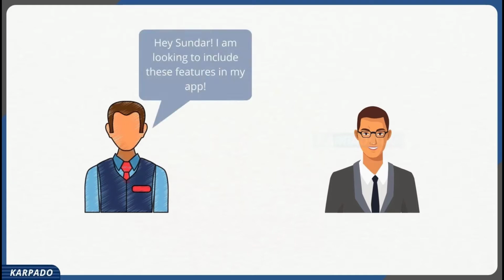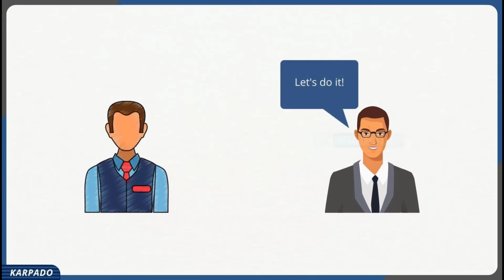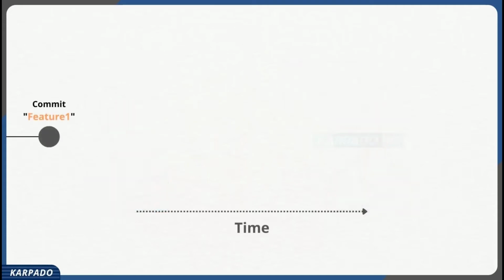And now Bob has decided to add a few more features into his application, and Sundar has agreed to work on those features. Now assume that Sundar has started working on feature 1 and committed all those changes and has shown it to Bob.